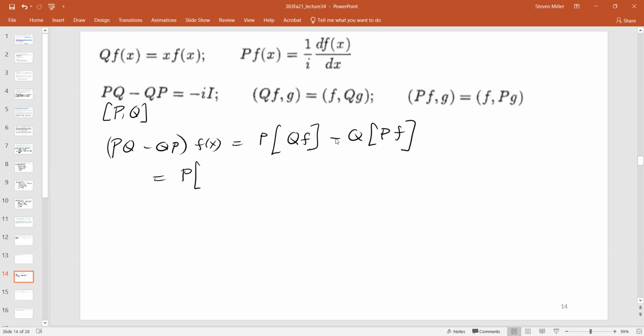What is Q of f? That's going to just be x times f of x, right? And what is P of f going to be? 1 over i times f prime of x. Right? Now P is 1 over i times the derivative. So I get 1 over i, and then how do I take the derivative of x f of x?